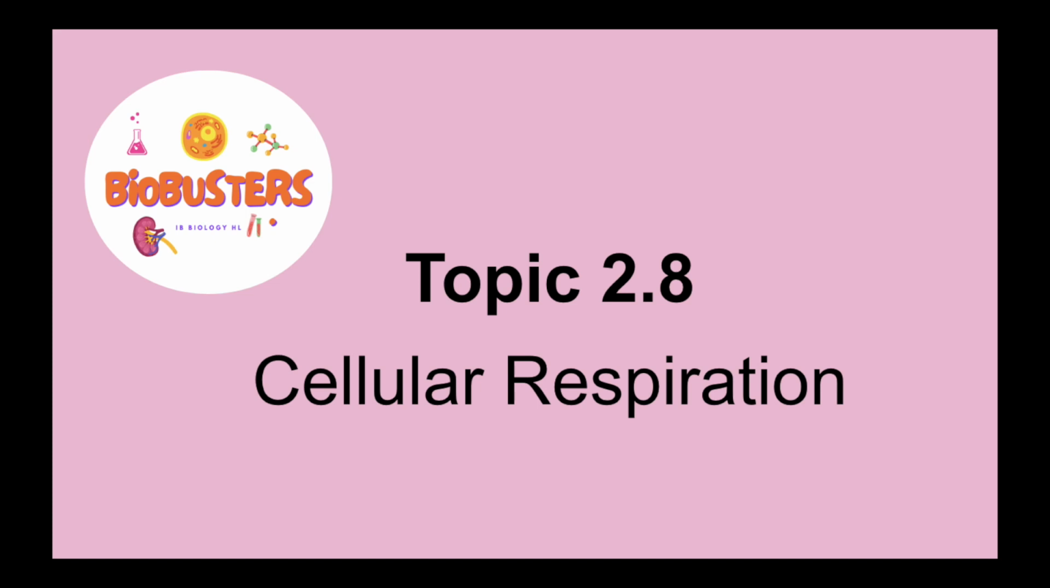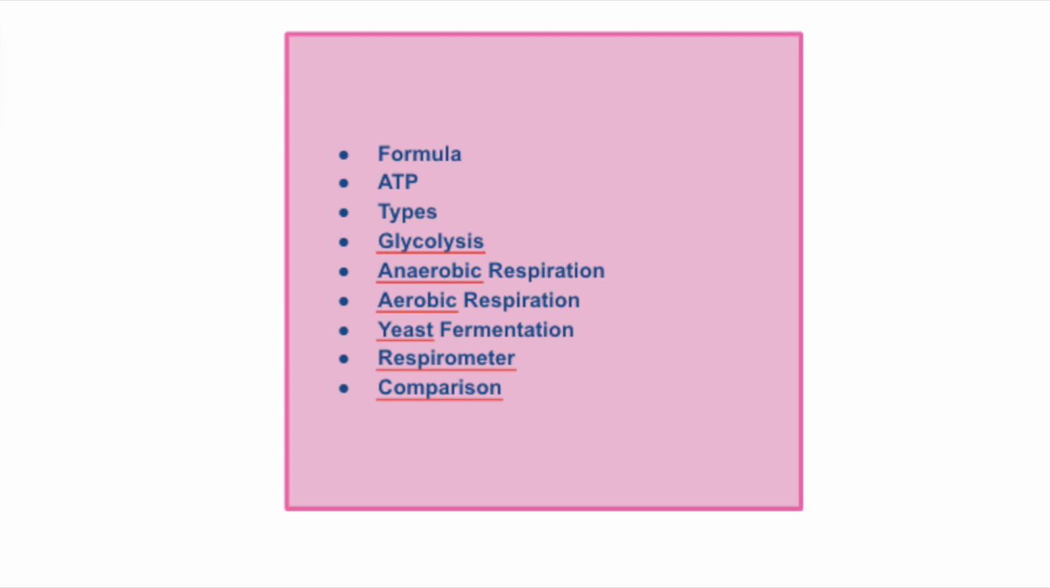In this video, we will cover everything you need to know for subtopic 2.8, Cellular Respiration, for topic 2, which is Molecular Biology of the IB Biology HL curriculum. I'll begin by introducing what cellular respiration is, and we will also talk about ATP, the types of cellular respiration, those being aerobic and anaerobic, and their steps: glycolysis, the link reaction, the Krebs cycle, and the electron transport chain.